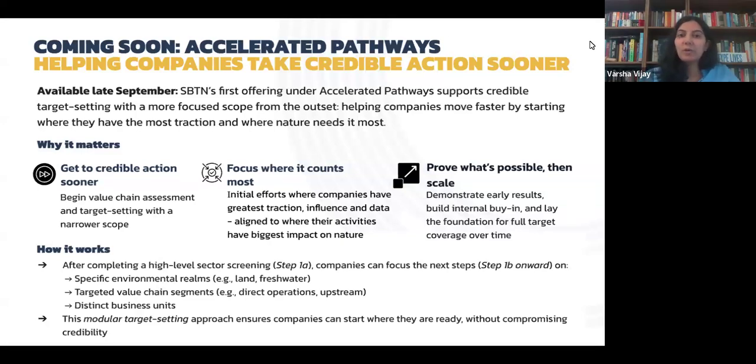So just very briefly how it works, it allows companies to complete a high-level materiality screening in the early part of their step one, what we call step 1A, and then to focus rapidly over the next steps, what we call step 1B and onward, on specific realms, so land or fresh water, for example, specific value chain segments like direct operation and upstream, and distinct business units, perhaps where they have the greatest traction or the greatest traceability. And this modular target setting approach ensures that companies can start where they're ready without compromising credibility.